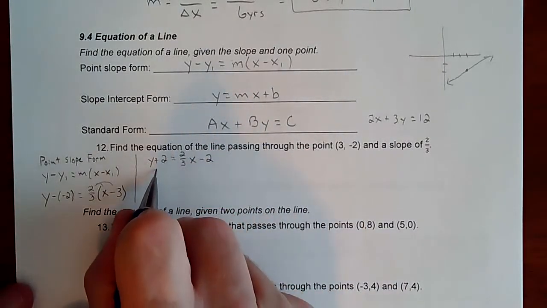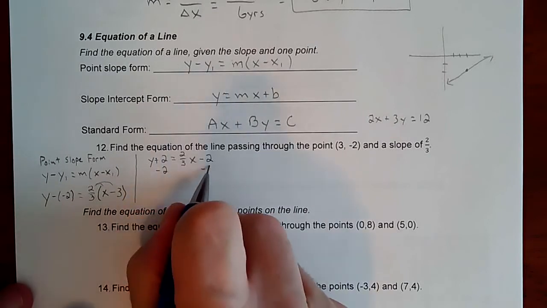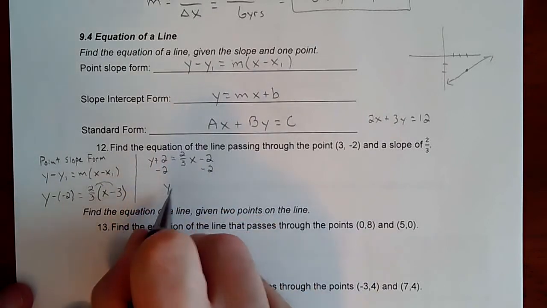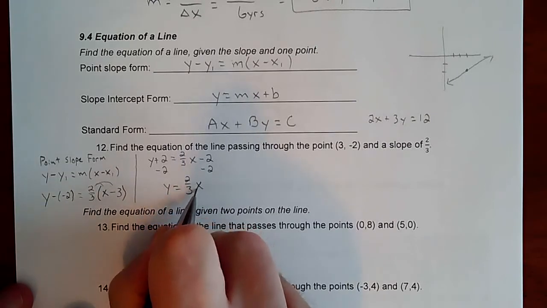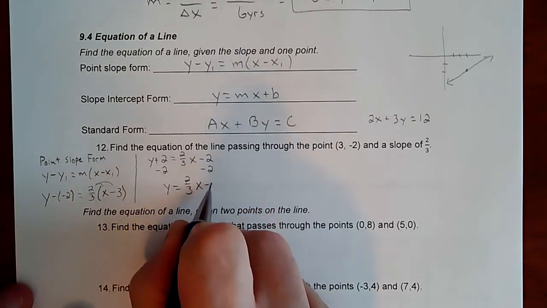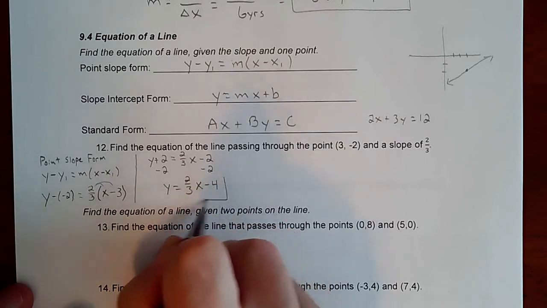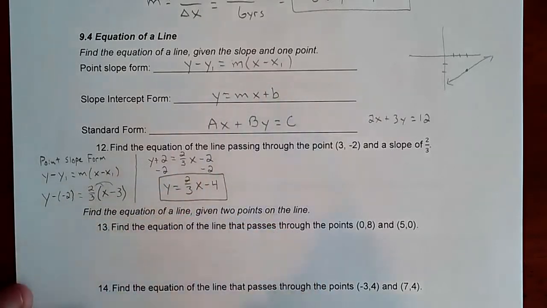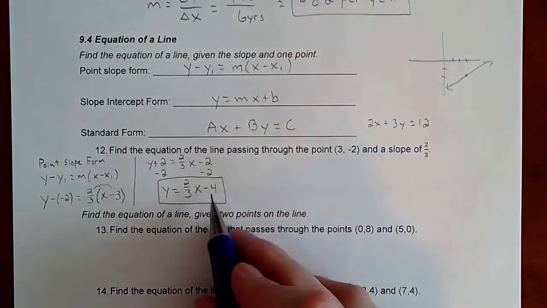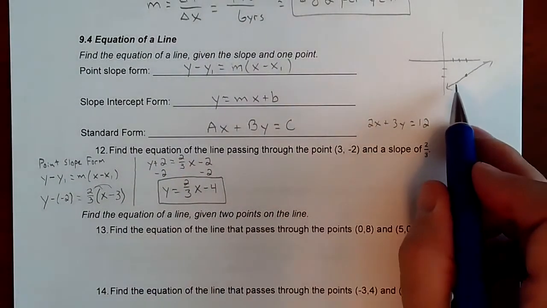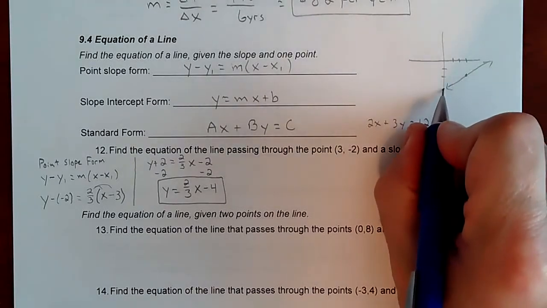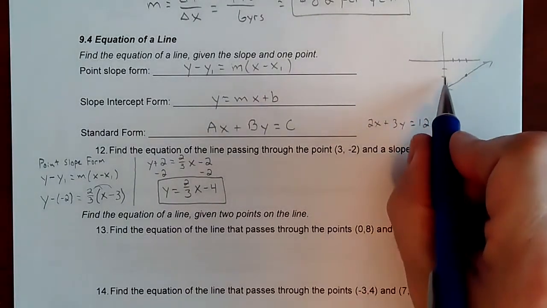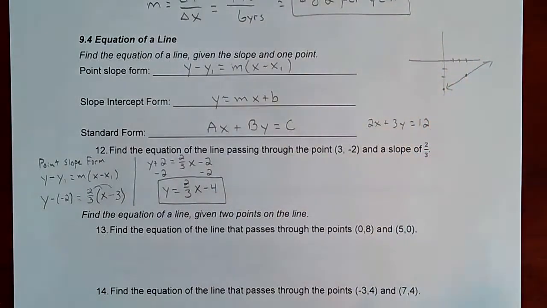So we're going to take that 2 and bump it over to the other side. And so we have y equals 2/3 x, and then a -2 and a -2 make -4. Okay, and that would be the equation. So we have a y-intercept of -4. If I graphed that perfectly, this line would hit -4 for the y-intercept, and then we would go up 2 over 3, up 2 over 3, and that would be our graph.